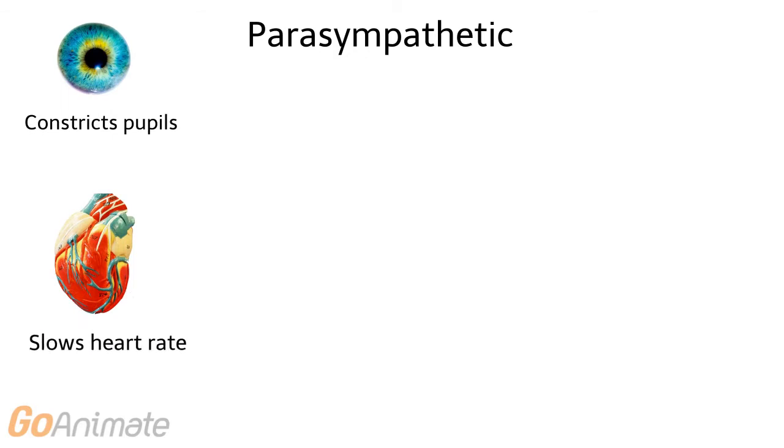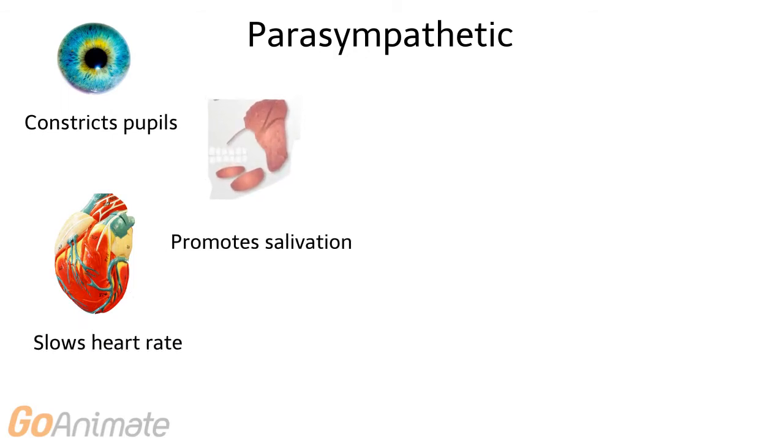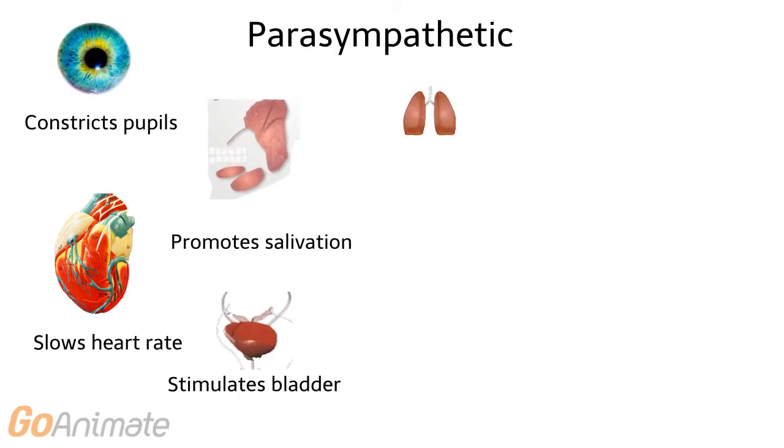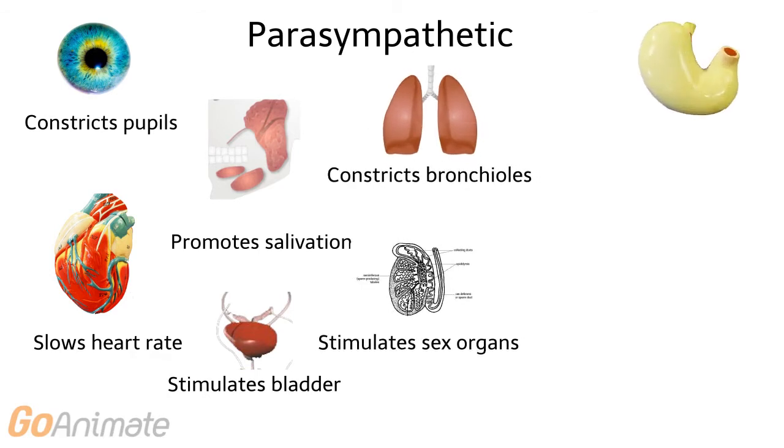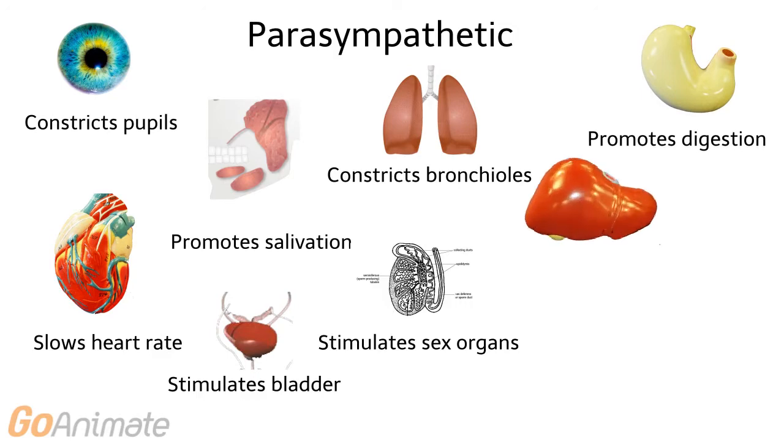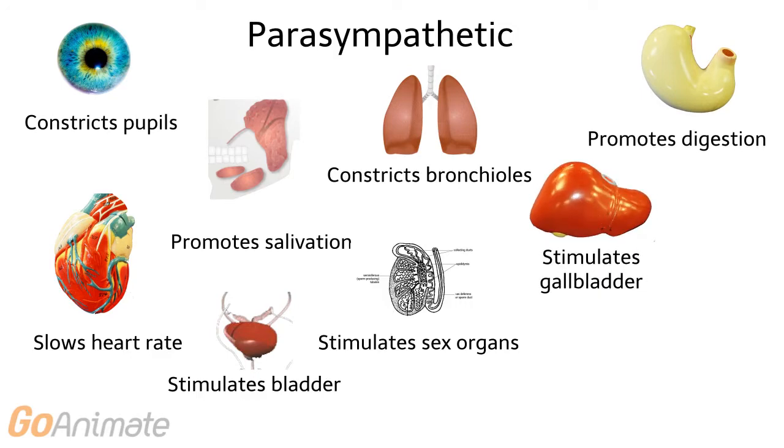The parasympathetic nervous system has the opposite effect on organs. It works to constrict the pupils, slow down the heart rate, promote salivation, stimulate the bladder, constrict the bronchioles, stimulate the sex organs, promote digestion, and stimulate the gallbladder to release bile.